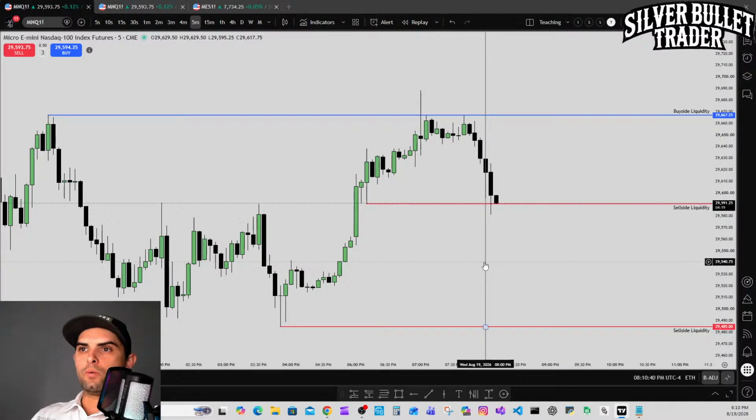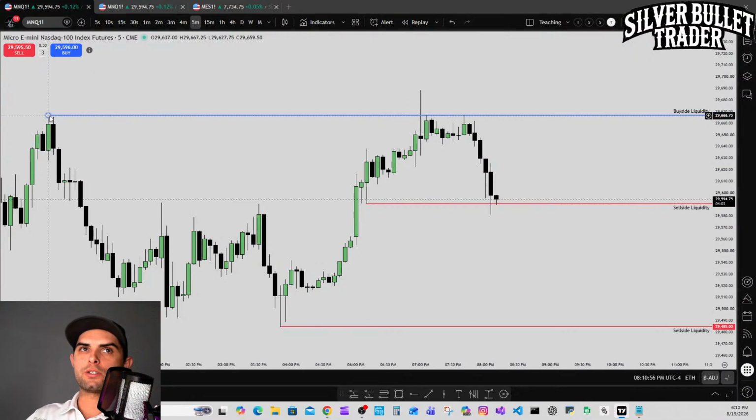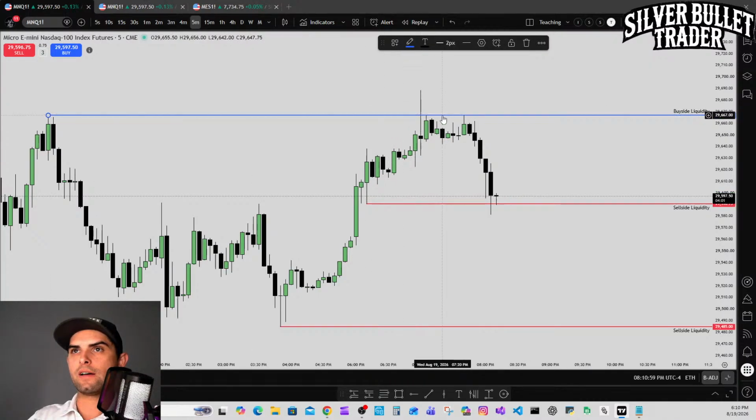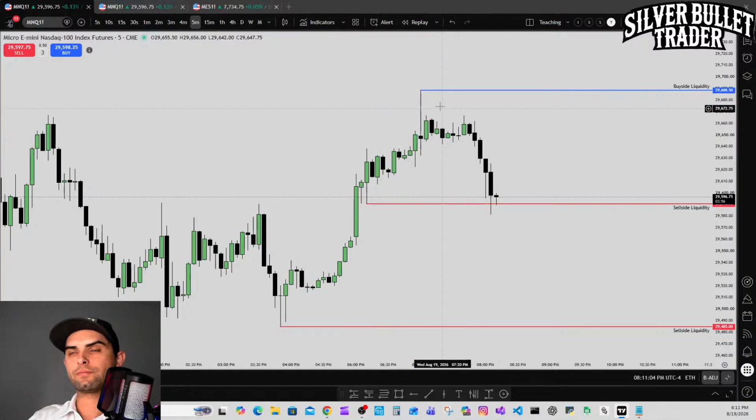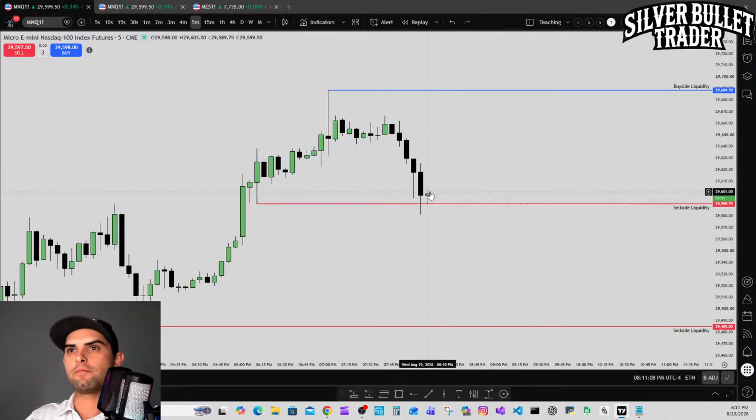What I'm looking for right here, I don't really have a bias. I'm not looking for it to trade in either direction at this moment. What I would like to see as a setup is, since we took out this level of buy side liquidity, I'm going to move this line up to here. And what I want to see is at least a 5-minute candle close higher after taking out this liquidity.